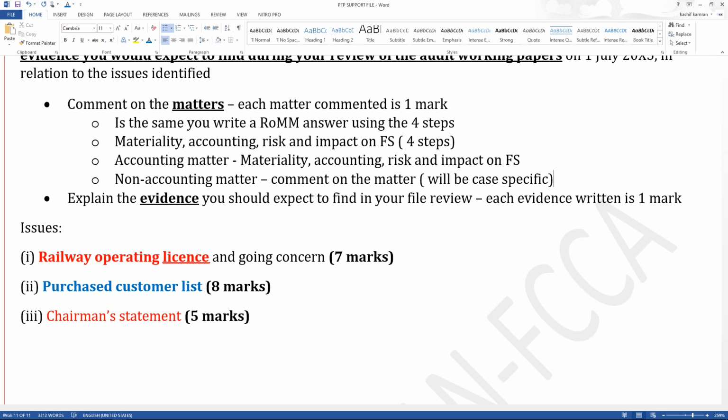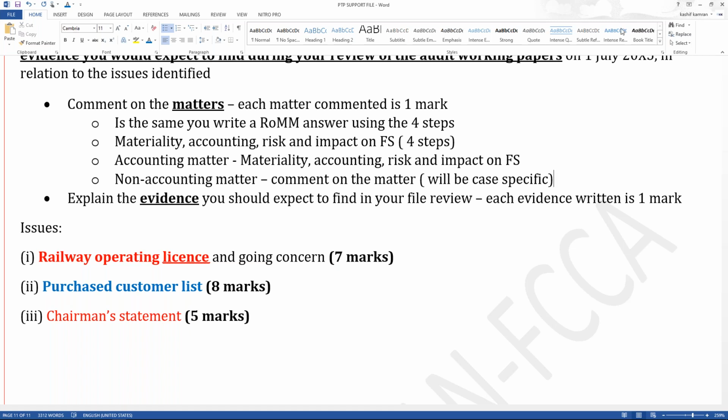And that means in the session today, you will get to know that comment on the matter is not just materiality, accounting treatment, risk, and impact. It can be more than that. Is that clear to all of you? But every time you comment on a matter in an evidence question, you get 1 mark per comment, right? Okay, thank you. Let's start the journey and then explain the evidence.